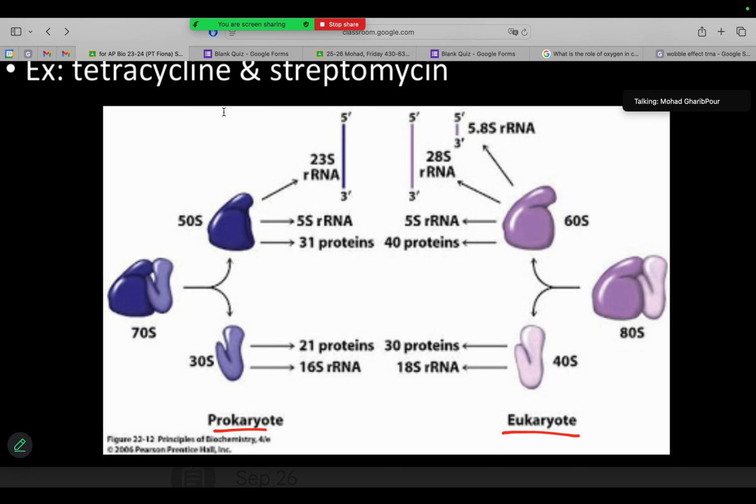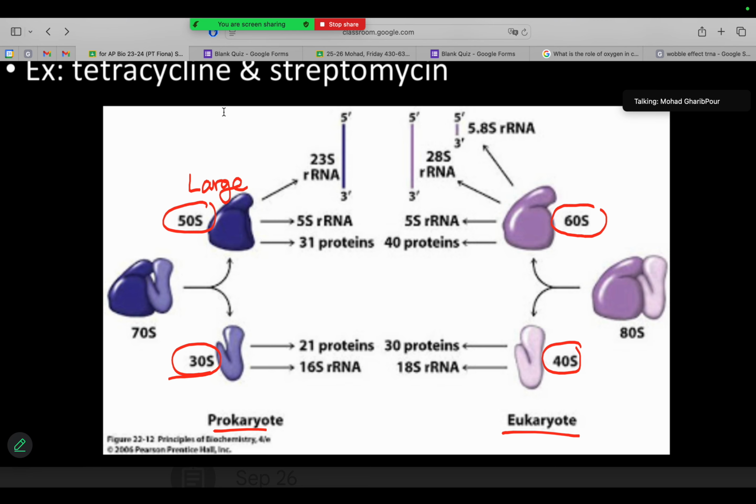The large subunit looks like this. This is what we call 50S. The S is just a unit of measurement. You guys don't have to worry about it. In eukaryotes, it's 60S. So it's slightly larger. And then the small subunit in the prokaryote is 30S. In eukaryotes, it's 40S. Slightly larger in eukaryotes.